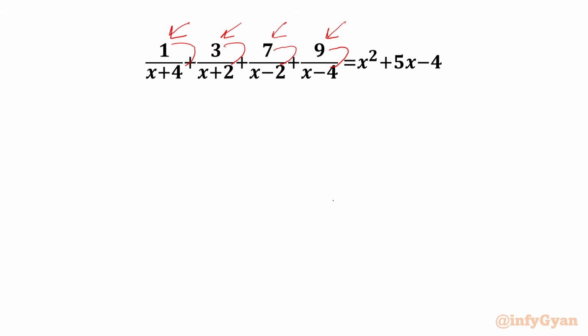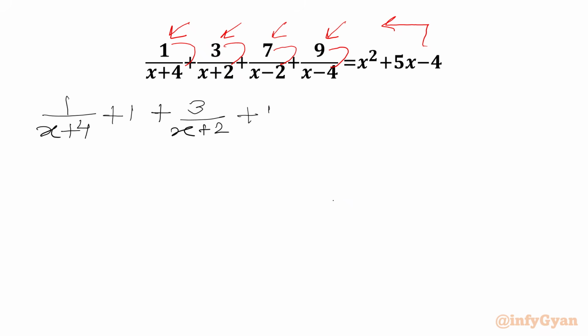So to convert these different numerator fractions into same numerator fractions, we need to take this minus 4 to the LHS, and plus 4 can be written as 1 plus 1 plus 1 plus 1. So we will write our equation: (1 plus x plus 4) over x plus 4, plus (1 plus 3) over x plus 2, plus (1 plus 7) over x minus 2, plus (1 plus 9) over x minus 4, plus 1.